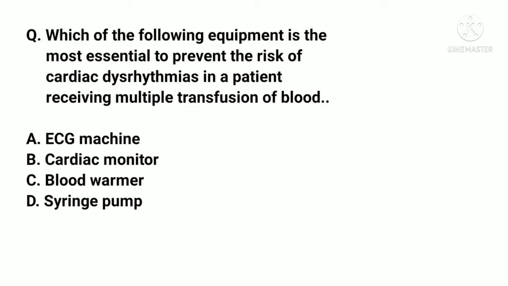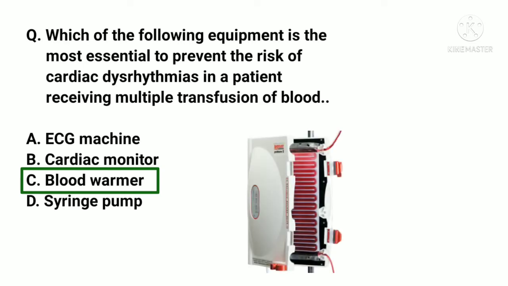Which of the following equipment is most essential to prevent risk of cardiac arrhythmias in a patient receiving multiple transfusions of blood? A. ECG machine, B. Cardiac monitor, C. Blood warmer, D. Syringe pump. And the correct answer is C. Blood warmer. Rapid transfusion of cold blood places a patient at risk of cardiac arrhythmias. A blood warmer is needed to rewarm the cold blood to body temperature before transfusion.